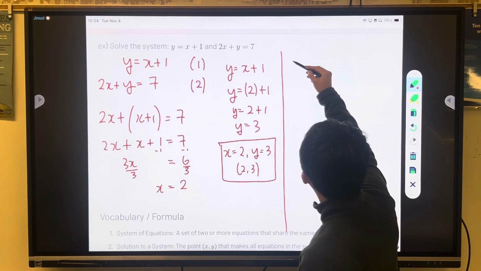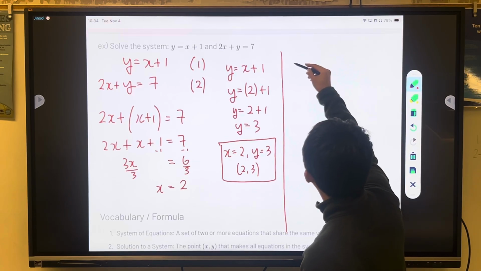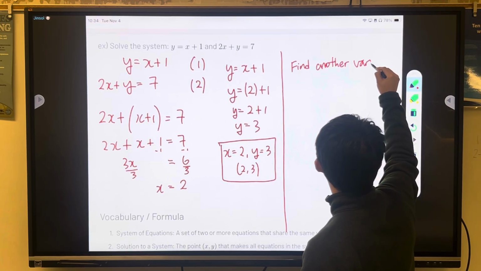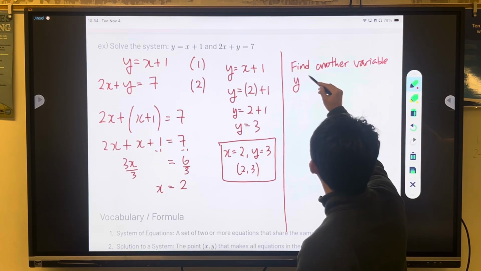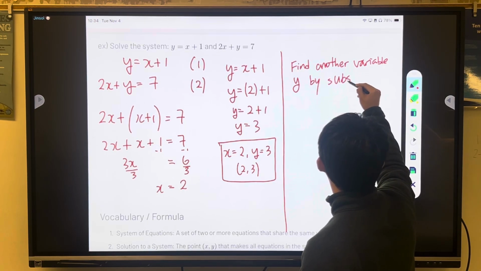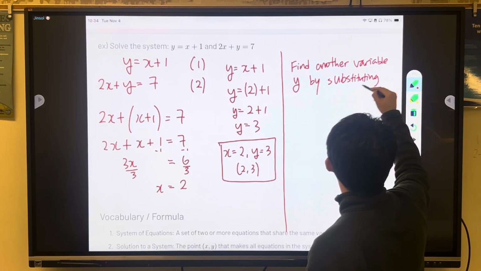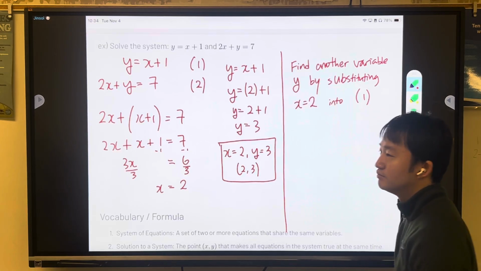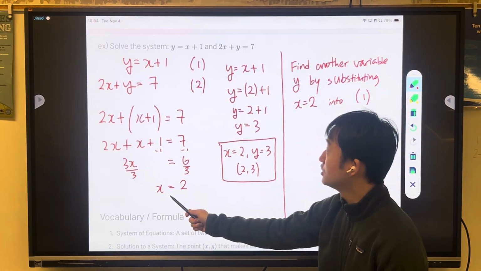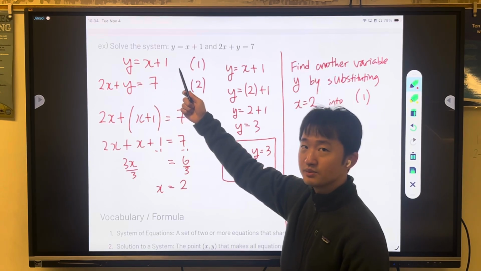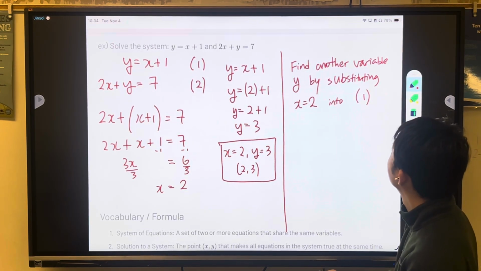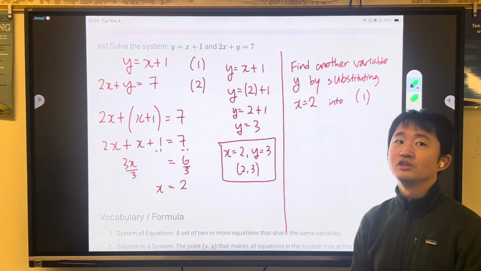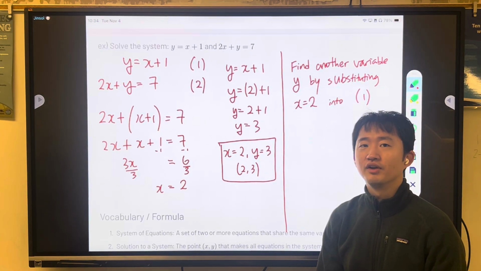And afterwards, after I found one of the variables, I find the other variable y by substituting x equals 2 into equation 1. I substituted x equals 2 into equation number 1, y equals x plus 1. Therefore, I found the y value, and therefore my answers are x equals 2, y equals 3, or (2, 3).